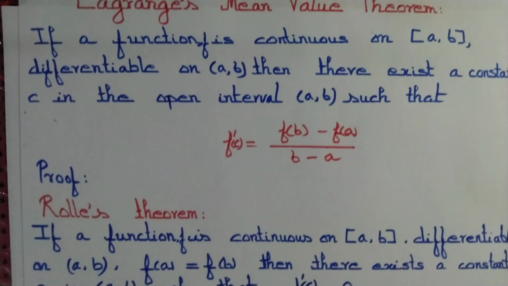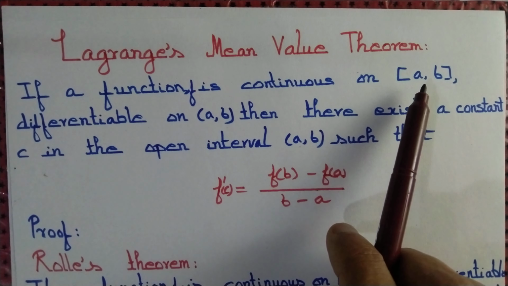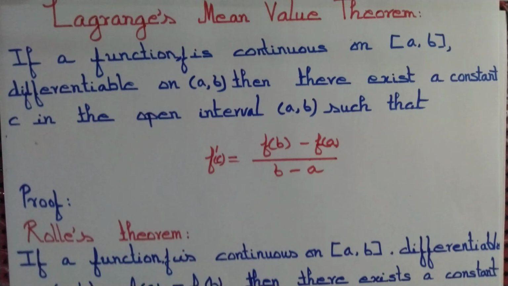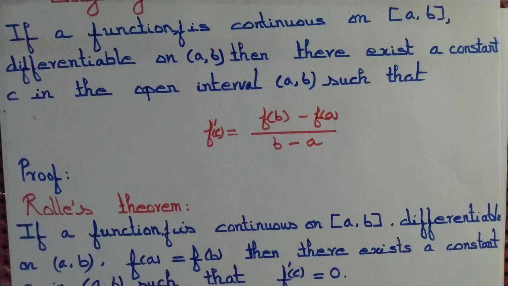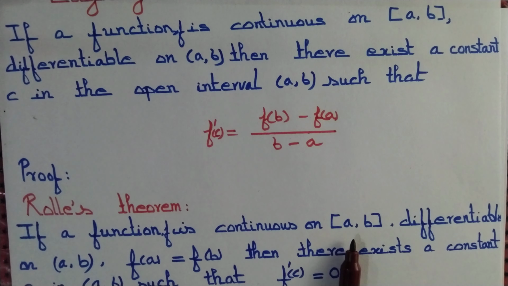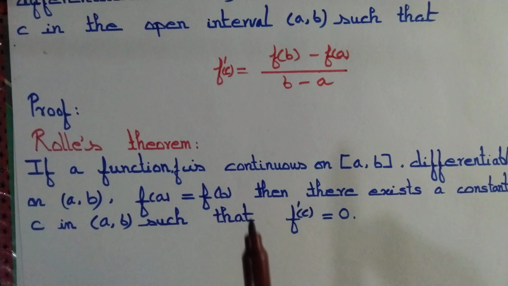Let's look at the two theorems. Both theorems require the function to be continuous on the closed interval. In both cases, we need the function to be differentiable. However, in case of Rolle's theorem, we must have f(a) equal to f(b). So Rolle's theorem is a special case of Lagrange mean value theorem. However, in this case, we will prove Lagrange mean value theorem using Rolle's theorem.